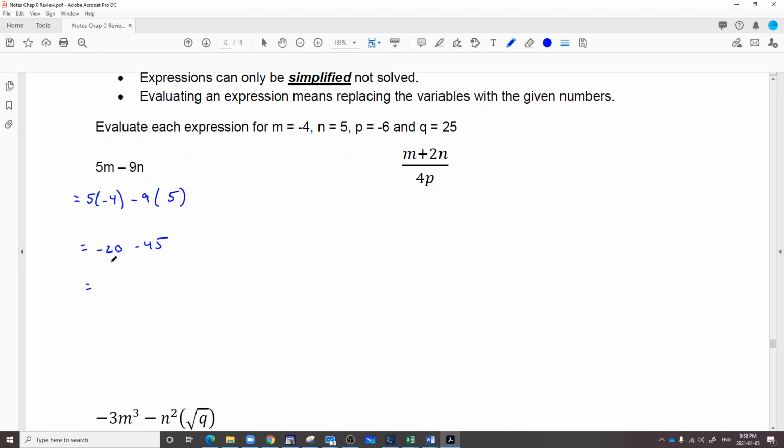Then I've got -20 plus -45, or -20 minus 45, same sign. So I'm going to add the numbers. I get 65, and because they're both negative, it's going to be -65.